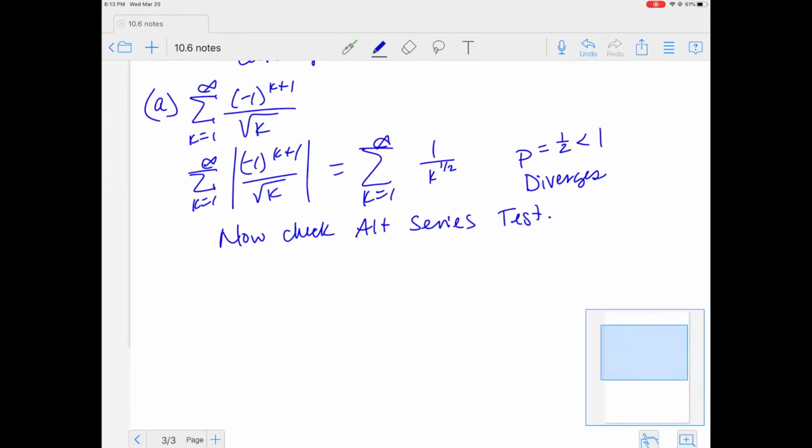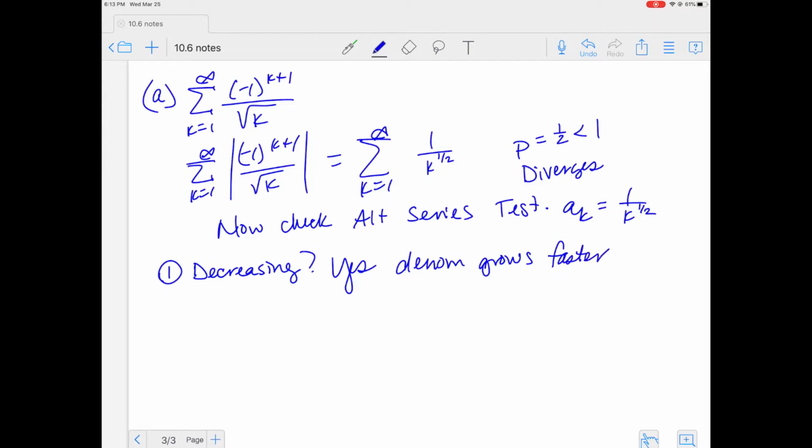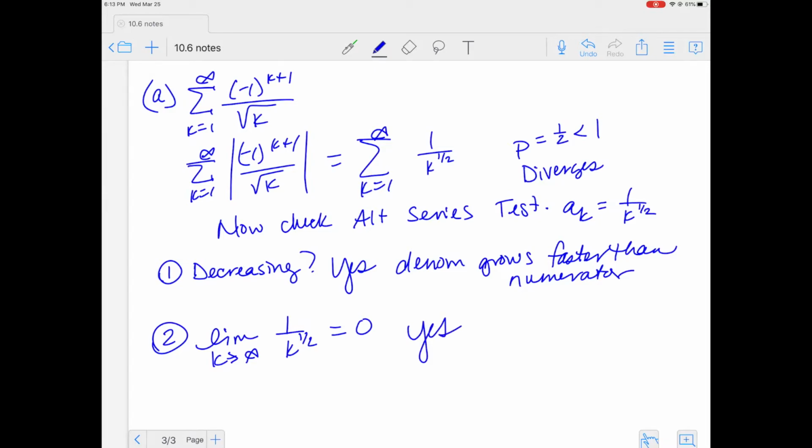Okay, so we've got two criteria that have to be met. Criteria number 1, non-increasing. I have a sub k equal to 1 over k to the 1/2. Well, yeah, the denominator is growing. It's the only one with the variable in it. Yes, the denominator grows faster than the numerator. And then take your limit of 1 over k to the 1/2. We know that equals 0, so yahoo, that works also.